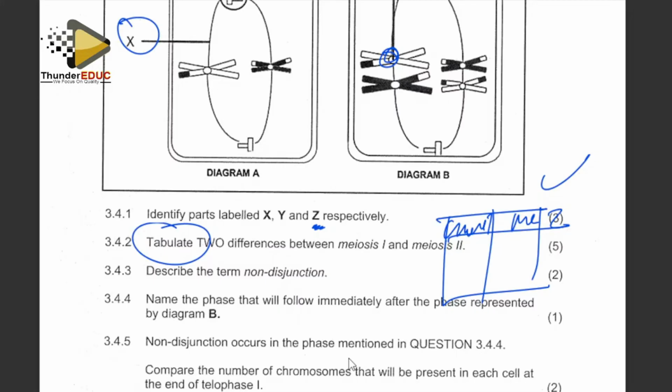Meaning that here are homologous chromosomes in meiosis 1. That is metaphase. Go to anaphase 1. Chromosomes move to opposite poles. Anaphase 2, chromatids move to opposite poles. You can talk about meiosis 1 resulting in 2 cells, while meiosis 2 results in 4 cells. So there are a lot of differences you can talk about.